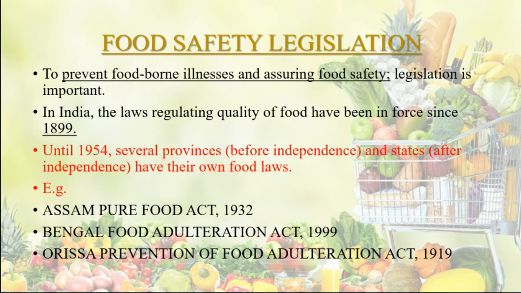So initially, if we talk about the initial period up to the year 1954, जितने भी different provinces थी या जितने भी independence के बाद जितने भी states थी, all the states were having their independent food safety legislations. Like for example, Assam was having its Assam Pure Food Act 1932, or Bengal has its independent legislation, that was Bengal Food Adulteration Act, and Orissa was having its individual independent act, that was Orissa Prevention of Food Adulteration Act. So these are some of the examples.